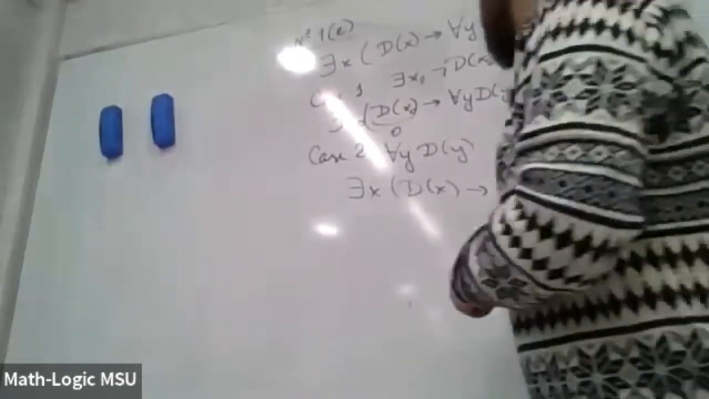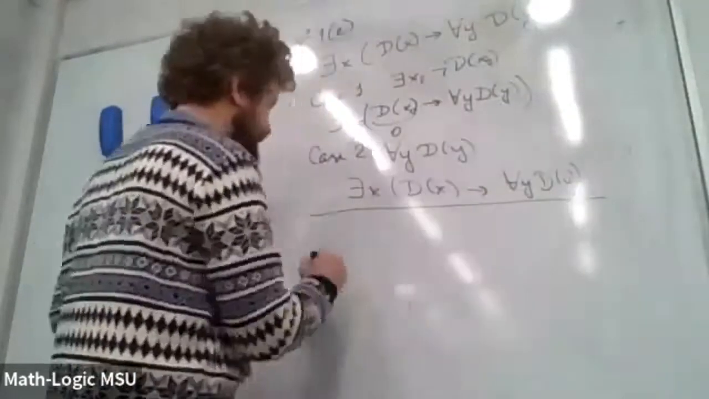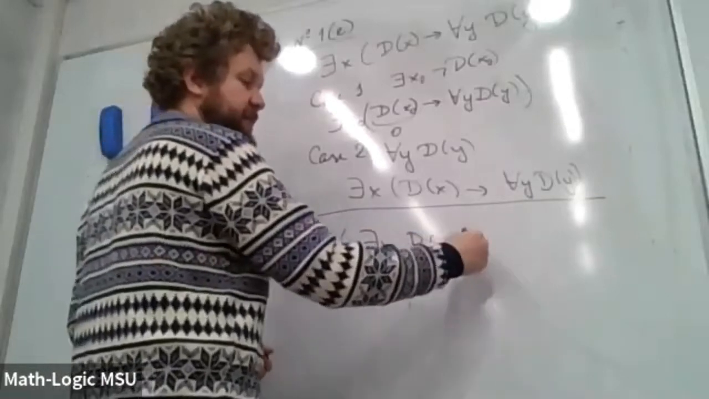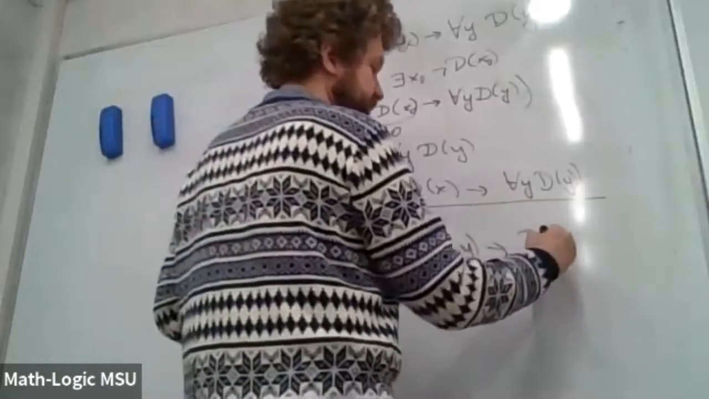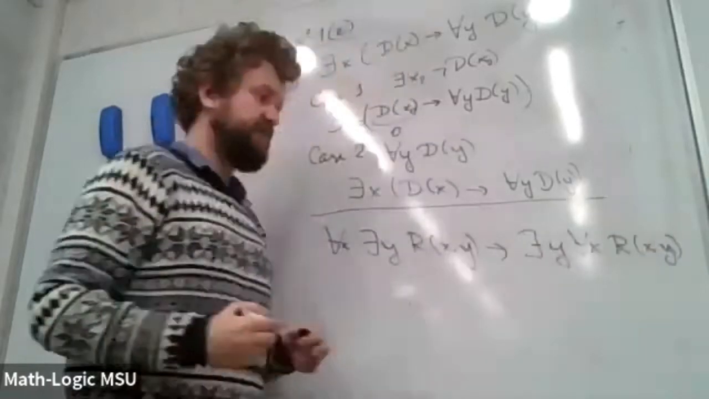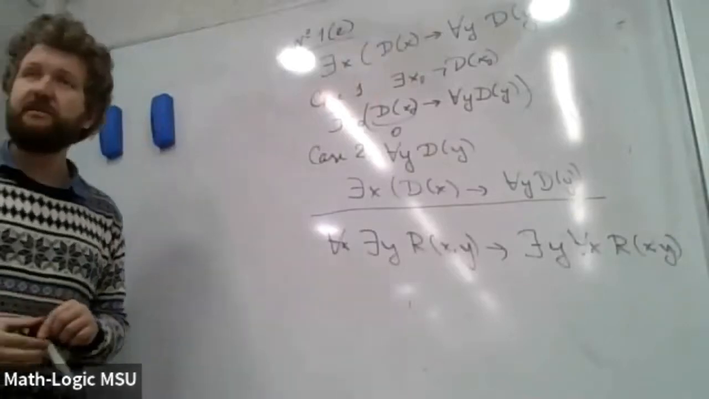Okay, for other problems here, you could also think about exercise two, number one, D. Let's take a brief vote. For all X there exists Y such that R of X, Y, implies there exists Y such that for all X, R of X, Y. What do you think? Is this generally true or not?